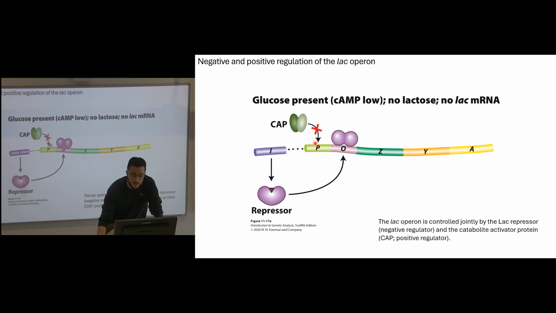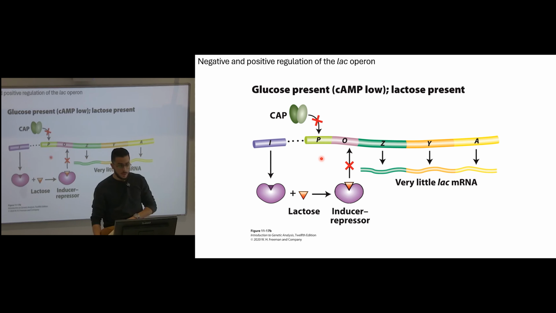At the same time, if there's no lactose, the I protein will also bind the operator, and you'll have a double inhibition of the lac operon. Okay? Works up to now? Yes. Okay. So that's that. So in the case where there's still low cAMP, but you have lactose, then you can induce the lac operon like we saw last lecture.